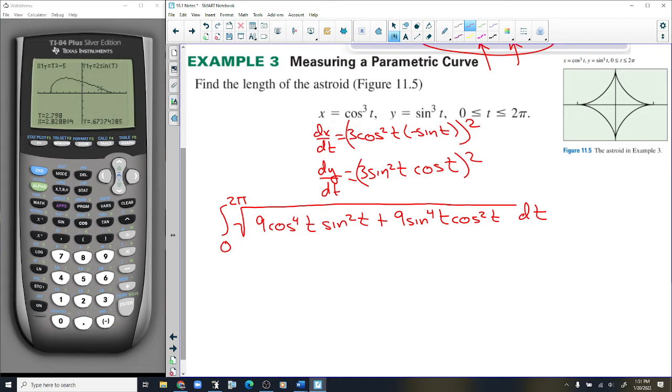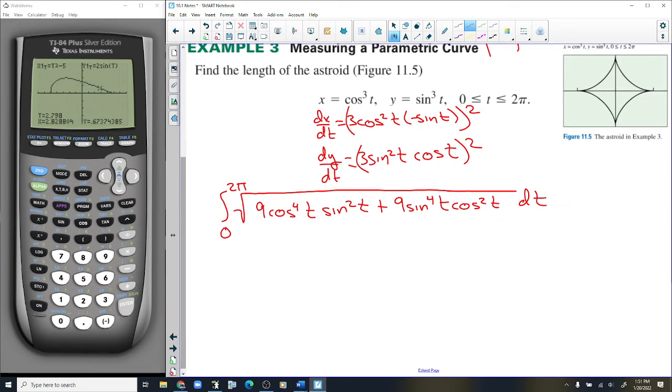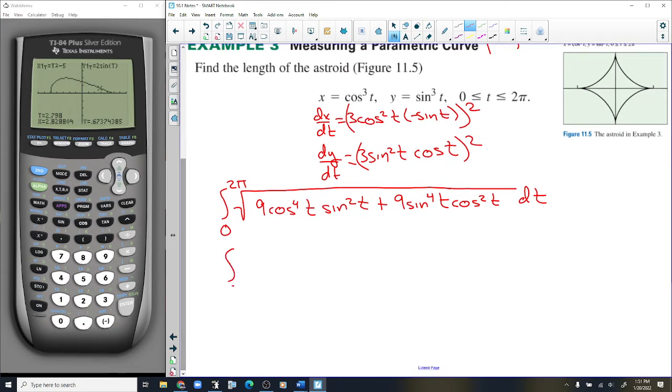If I give you a problem where you can get rid of the radical, or what's under the radical is linear, then we can do this by hand. If you can't get rid of the radical, then that'll be a calculator problem. Here we can get rid of the radical, believe it or not. We can factor out of each of these, first of all, a 9. We can factor out a sine squared, because this has a sine squared, that has a sine squared. So I can factor out sine squared t, and we can factor out cosine squared t from both of these.